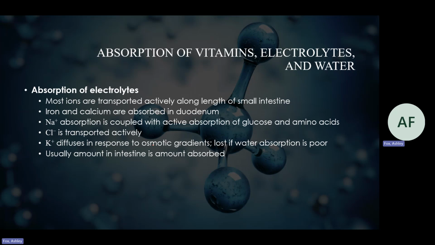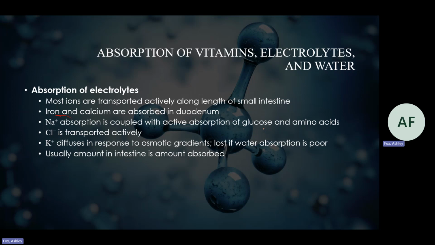If you're looking at electrolytes, remember those are ions. Most of the ions are going to be actively transported along the length of the small intestine. All the way down the small intestine, we're taking in those ions that we're consuming. Iron is needed to make hemoglobin, so for blood. Calcium ions are absorbed a lot in the duodenum, the beginning of the small intestine.